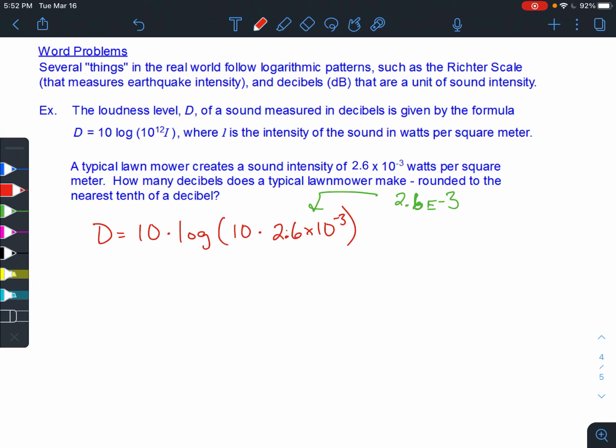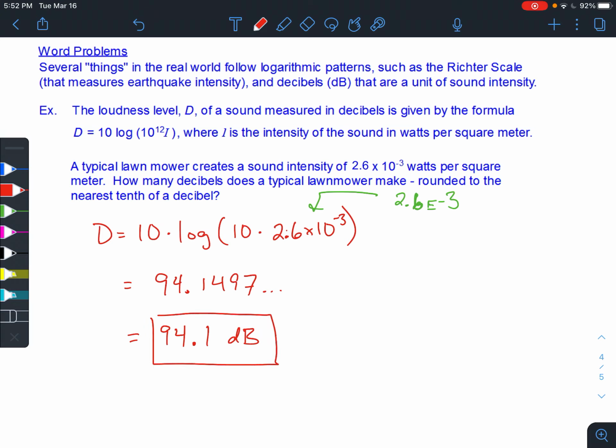But anyway, punching all those buttons in your calculator, if you can pull that off appropriately, should get you 94.1497 and a whole bunch of other decimals. However, that's more decimals than I needed because we just said rounded to the nearest tenth, so rounding that to the nearest tenth is 94.1, and then dB like that is the abbreviation for decibels. If you don't like that abbreviation, just write the word decibels out and you'll be just fine.